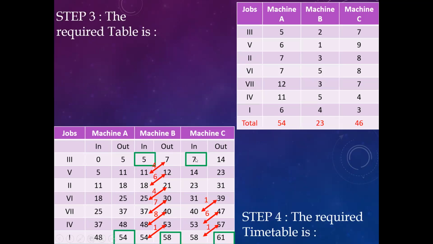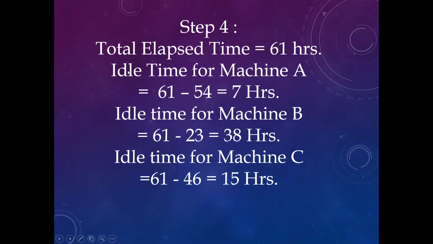Then for machine C, 7 plus 1 plus 6 plus 1. Then you can cross check whether your answer is matching with the answer which you have written after subtracting the total of the columns. If you are not getting the same answers, that means you have made some mistake and then you have to rectify it by cross checking again. So I hope, class, the level of understanding has improved from the first sum to the second sum.